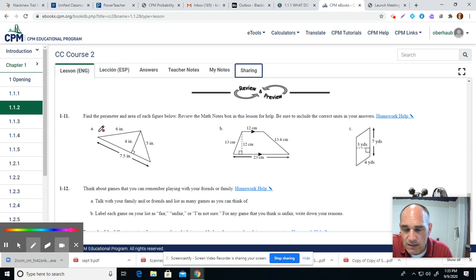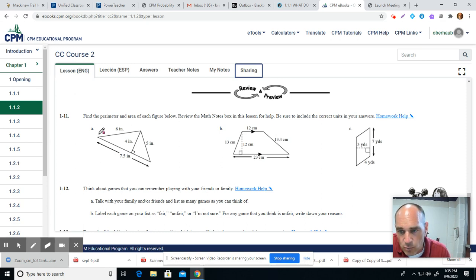So reminder, and this is to parents and students: when I find the perimeter, I need to find the distance around the outside of the object. So this stuff right here is the perimeter. That is the distance around the object. So when I find the perimeter, I'm going to do 6 plus 5 plus 7.5. On my paper, showing my work, I would write down 6 plus 5 plus 7.5.